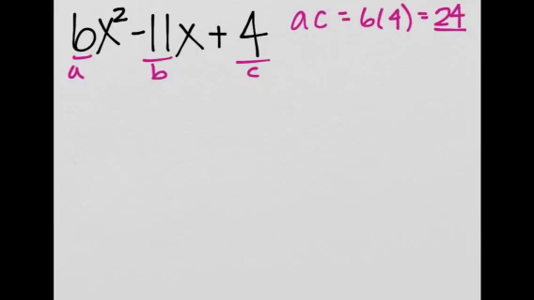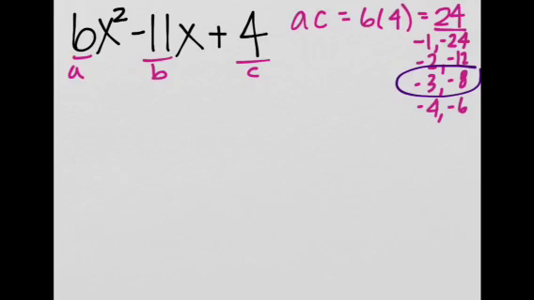So now if you look, our B is negative. So because our B is negative and 24 is positive, we only need to worry about the negative factors of 24. So in this case, negative 1, negative 24, negative 2, negative 12, negative 3, negative 8, negative 4, negative 6. Now we're looking to see which one of these combine to give us a negative 11x. So you'll see that to get a negative 11x, we have negative 3 and negative 8.